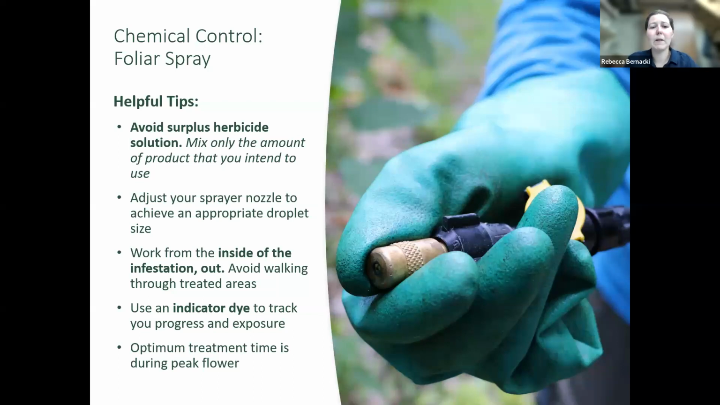We always want to work from the inside of an infestation out, and this helps us avoid walking through treated areas and exposing ourselves unnecessarily to more herbicide. We can also use an indicator dye to track our progress. A lot of these indicator dyes are blue, and you'll spray and you'll see blue, and you know you've treated that plant, so you don't come back and double treat it if it's a warm day and the herbicide's drying quickly. It also helps you avoid walking through areas that you've treated.